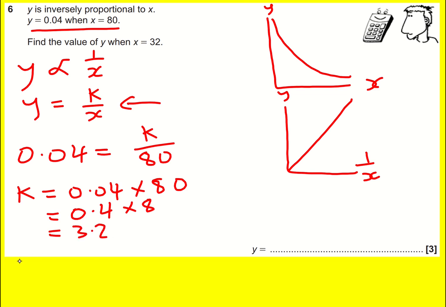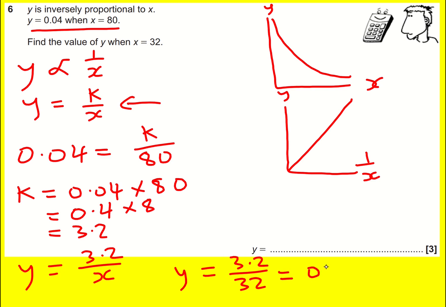So we're nearly there. That's going to mean that y equals 3.2 divided by x, and therefore it says find the value of y when x is 32. We're going to get y is equal to 3.2 divided by 32, and that is going to be 0.1. That's our answer.